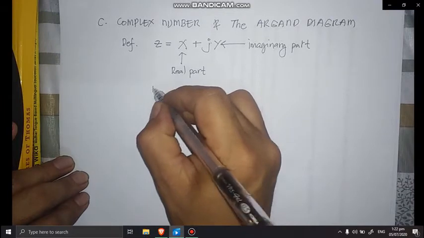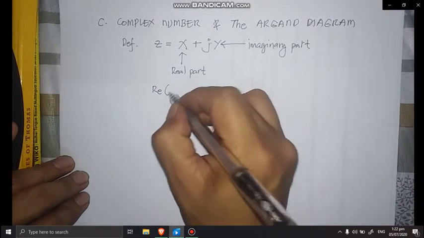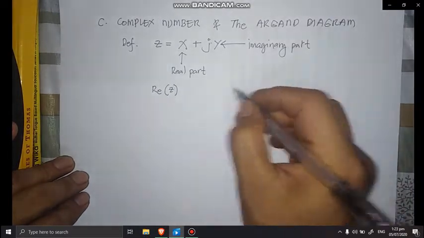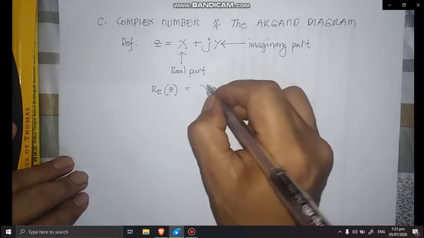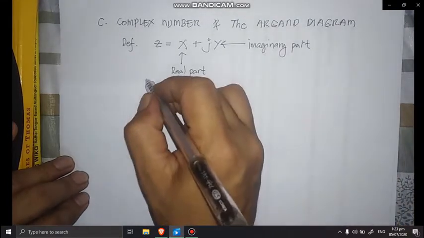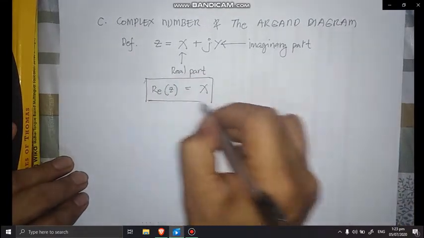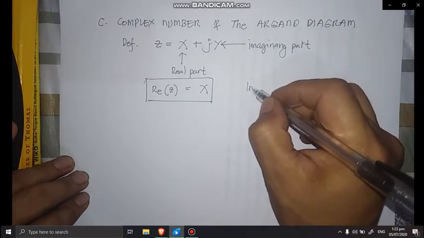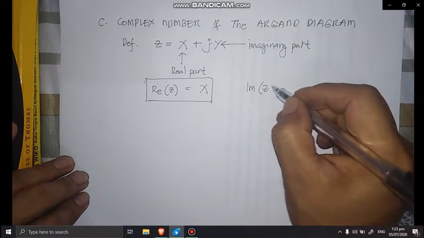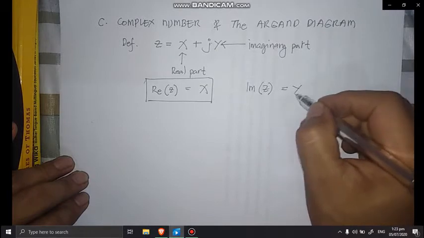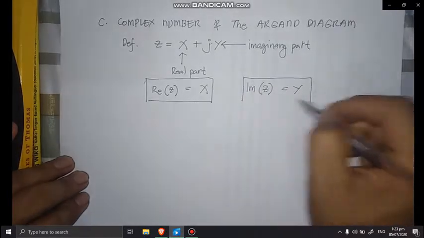Now, if we will write it as real value of z, that is equal to your x. That's our convention. The real value of z is equal to x, and the imaginary value of z is equal to y.